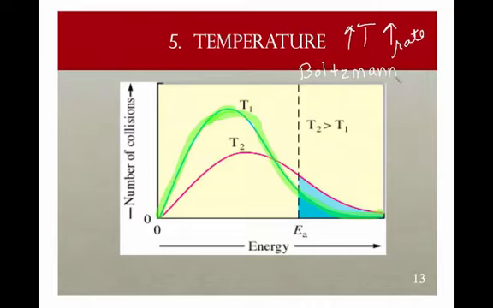B-O-L-T-Z-M-A-N-N, because we need more dead guys in our conversations. So it's a Boltzmann distribution. Now, when we move from a lower temperature to a higher temperature, you should be able to explain in terms of collision theory, which is really what we're after, why our rate increases.